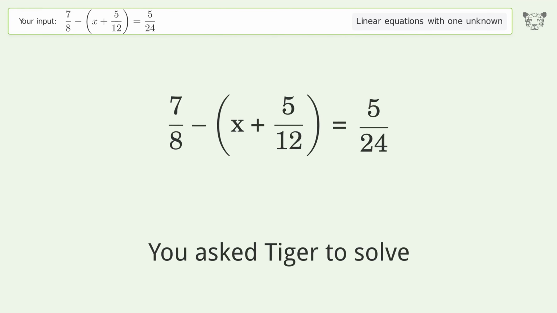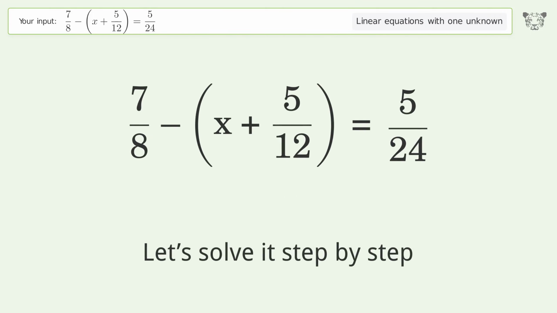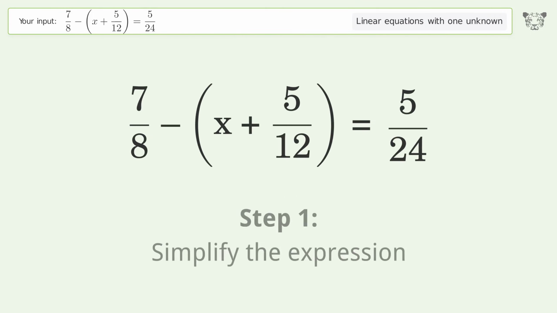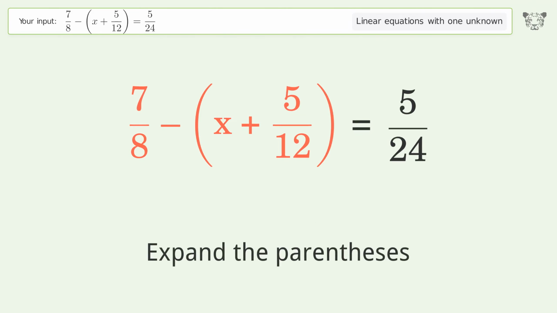You ask Tiger to solve. This deals with linear equations with one unknown. The final result is x equals 1 over 4. Let's solve it step by step. Simplify the expression. Expand the parentheses.